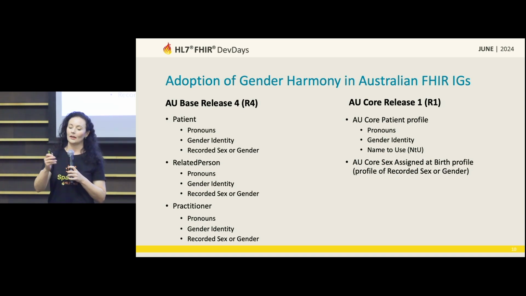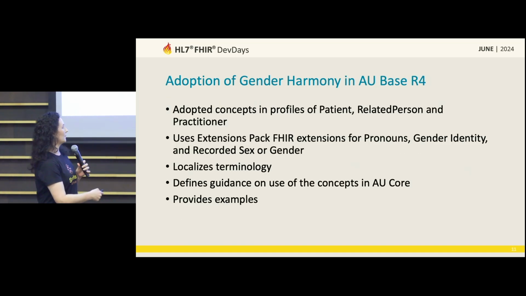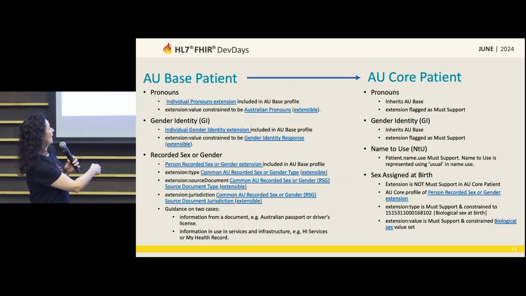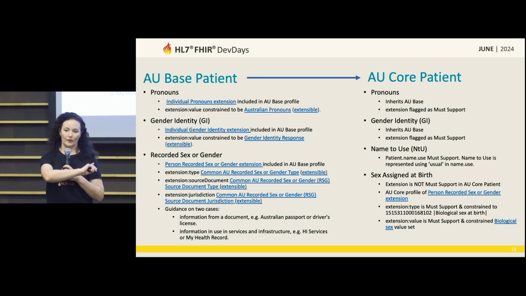The only thing we're currently interested in core, because that's driven by our CDI, is sex at birth. So we've profiled the person recorded sex or gender extension to say, this is what you need to support in order to give us sex at birth. And I'm just going to skip past that and go to the specifics.